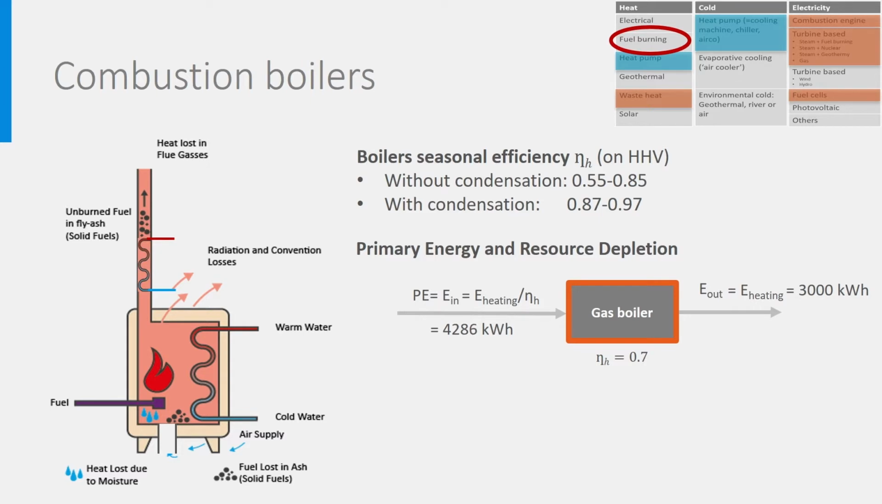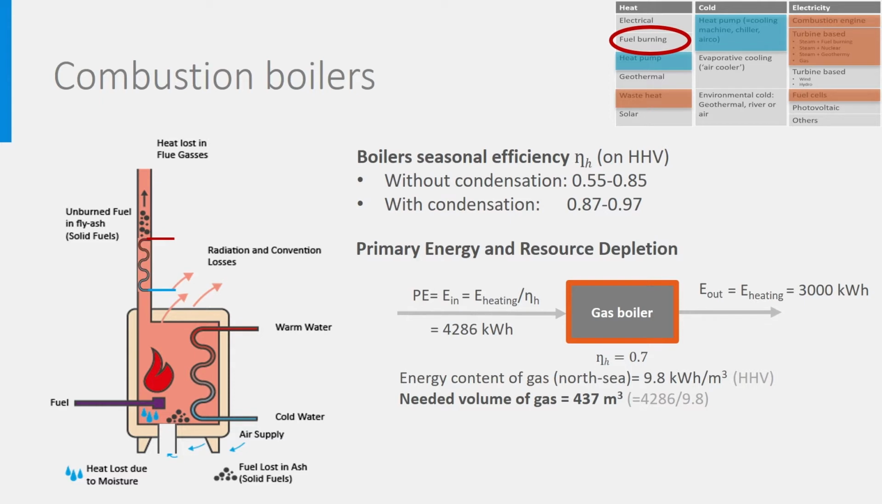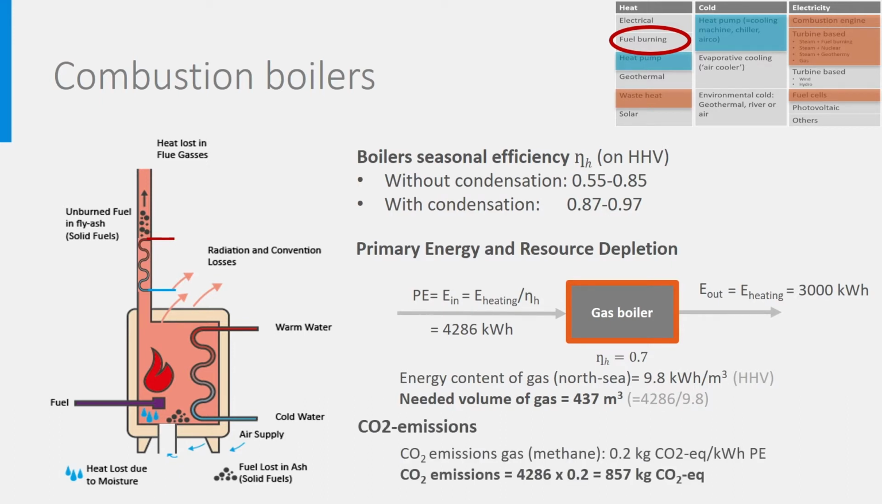But how much gas is that? We know from a former lecture that the energy content of North Sea gas is 9.8 kWh per cubic meter. With this, we can easily calculate the needed volume of gas, which is 4286 divided by 9.8 equals 437 cubic meters. And what about the CO2 emissions? We know from a former lecture that the CO2 emissions of natural gas are 0.2 kg CO2 equivalent per kilowatt-hour primary energy. The CO2 emissions are therefore 4286 times 0.2 equals 857 kg CO2 equivalent.